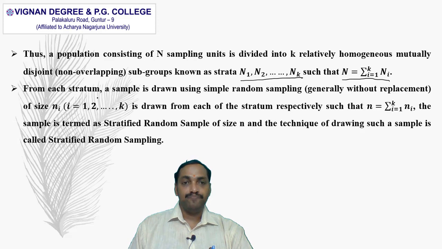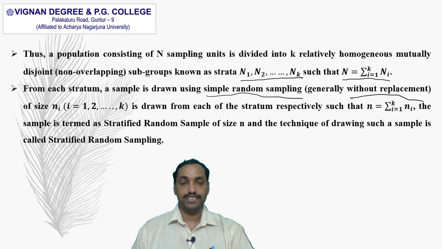From each stratum, a sample is drawn using simple random sampling, generally without replacement, of size small ni, from each stratum respectively, such that small n is equal to the summation of ni, i equal to 1 to k. The sample is termed a stratified random sample of size n, and the technique of drawing such a sample is called stratified random sampling.